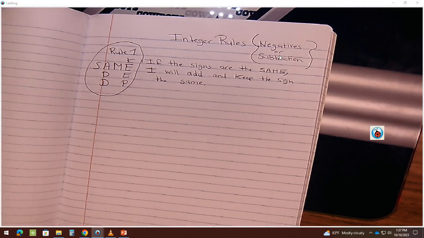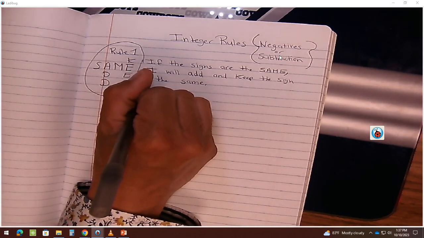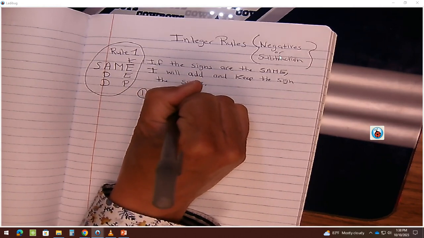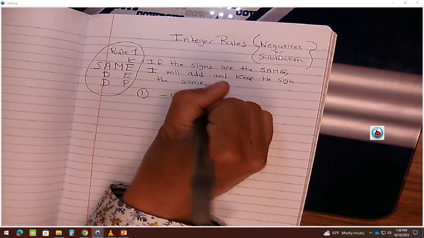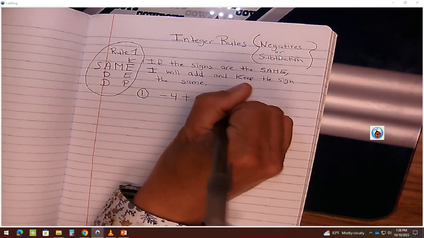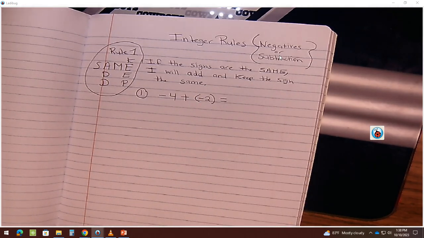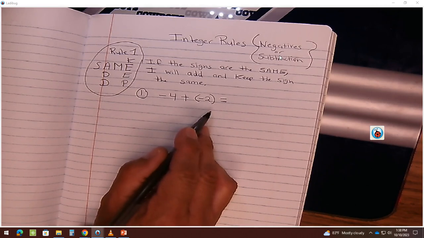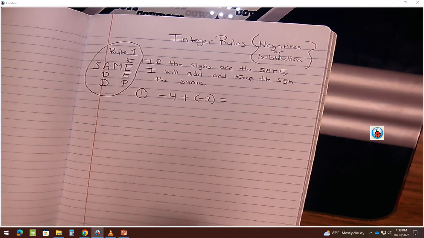So right now you might be like, oh, what is he talking about? Ahorita vas a ver de qué estoy hablando. So let me do an example so you can see what I'm talking about. Negative 4 plus negative 2 equals. Okay. So your first job, this is a problem. This is my question. Negative 4 plus negative 2. That's my problem. That's a question. So I already have it there already.